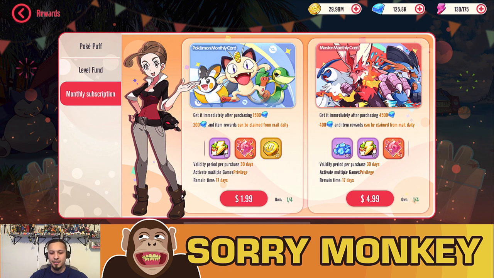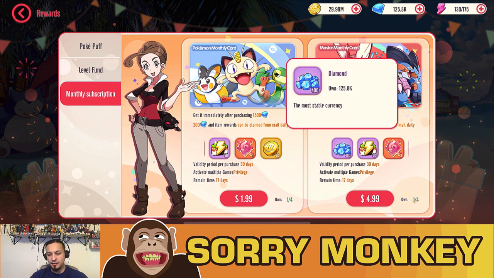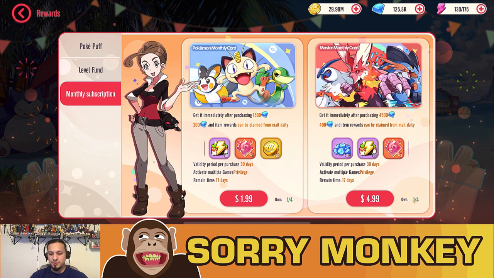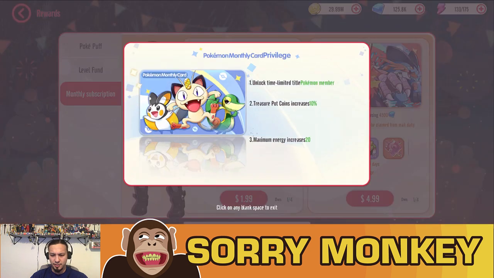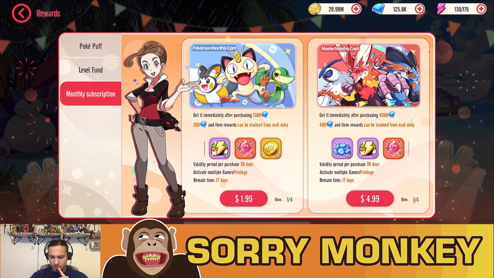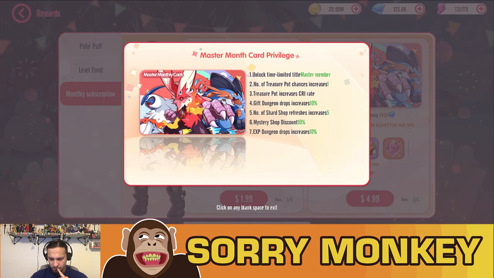On the other one, you get 1,000 diamonds. You get 100 energy. Or wait, I don't think you get energy at all, actually. Not on this one. The energy is on this one. So wait, what is that? Oh, you get bonus stuff. Well, I just learned that. I didn't know that. Apparently you get these buffs as well. Just click the image and you'll see the buffs.